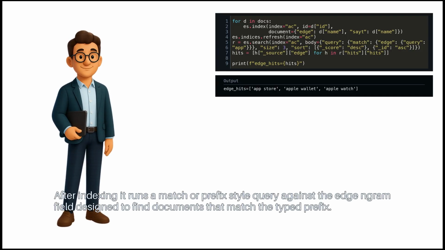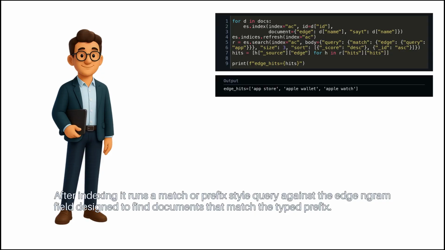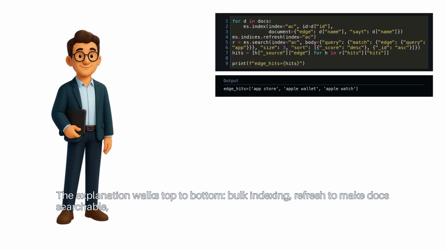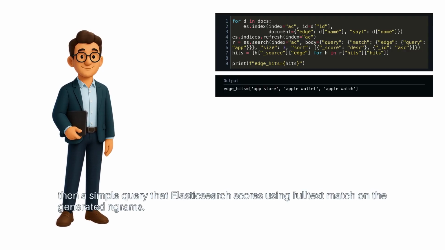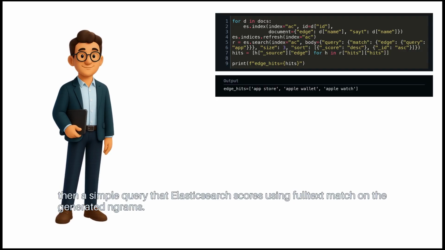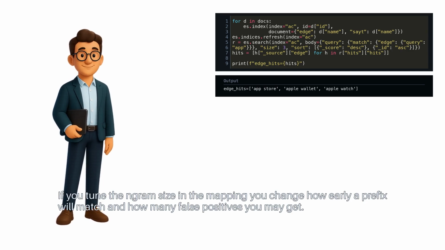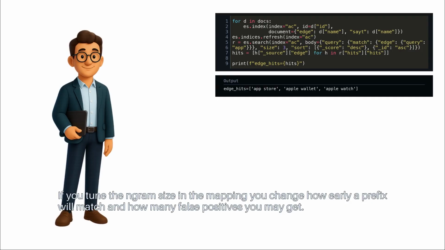After indexing, it runs a match or prefix style query against the Edge Ngram field, designed to find documents that match the typed prefix. The explanation walks top to bottom: bulk indexing, refresh to make docs searchable, then a simple query that Elasticsearch scores using full text match on the generated ngrams. If you tune the ngram size in the mapping, you change how early a prefix will match and how many false positives you may get.